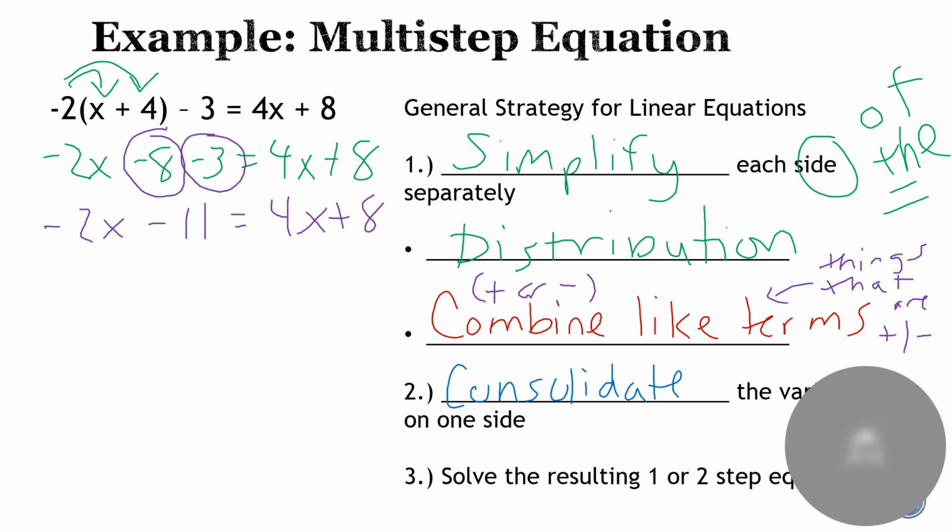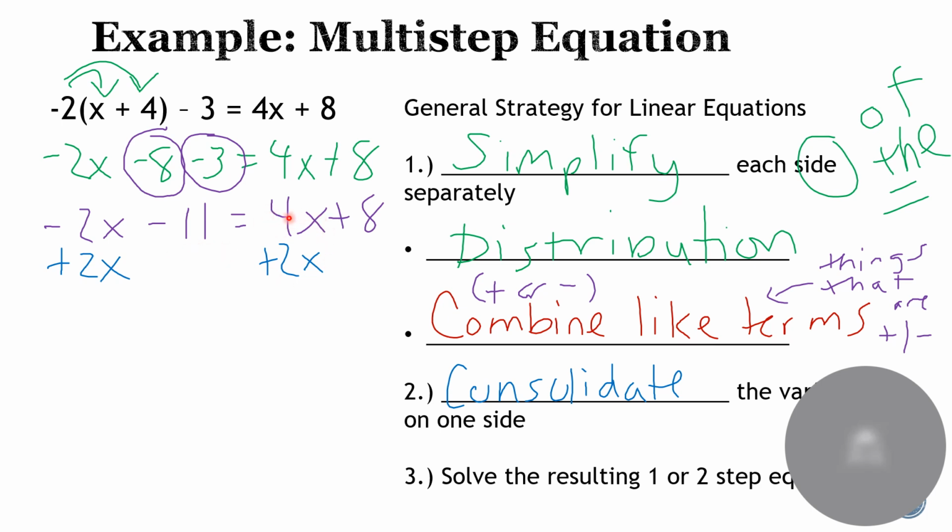I prefer to keep my variables positive. So the way I'm going to move these over is I am going to do plus 2x on both sides. Now, just so we know the reasoning here, negative 2x plus 2x is 0. That's why they cancel out. This negative right here goes with the negative 11, so that is going to stay there.